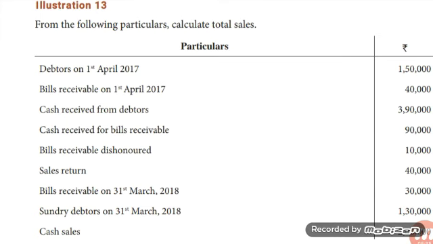What is the cash received from debtors? 3,90,000. Cash received for bills receivable. It's for bills receivable account. Bills receivable dishonored. It is also for bills receivable account. Sales return. Bills receivable on 31st March 2018. Sundry debtors on 31st March 2018. Cash sales. Cash sales is for preparing total sales. Our question is to calculate total sales. For ascertaining total sales, you must prepare bills receivable account and debtors account.